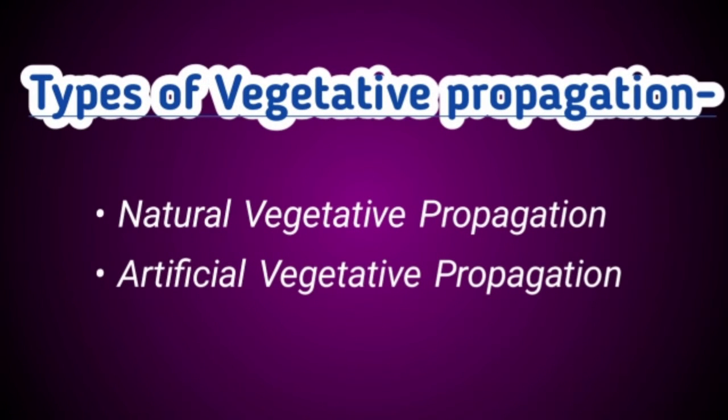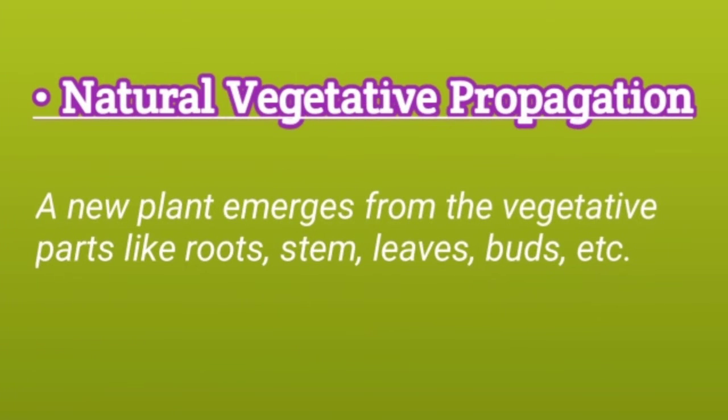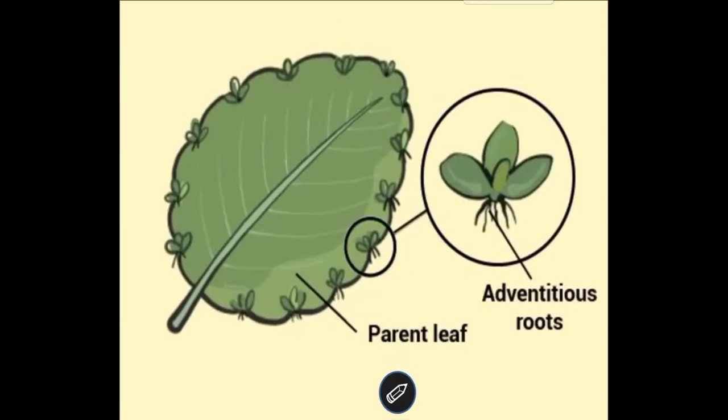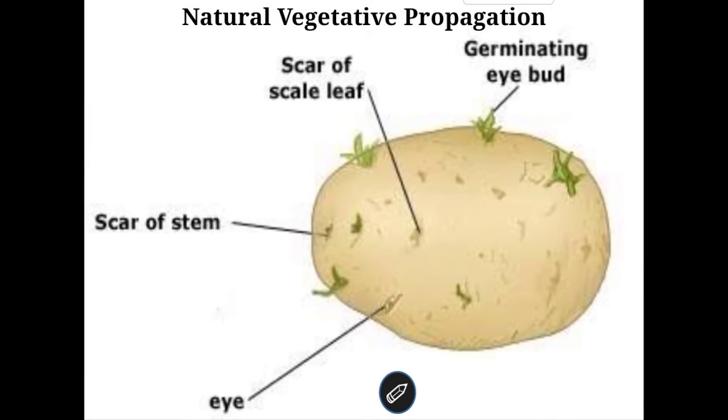Types of vegetative propagation. The types are natural or artificial vegetative propagation. Let's see this one by one. First, let's see the natural vegetative propagation. A new plant emerges from the vegetative parts like roots, stem, leaves, buds, etc. So when a plant can reproduce from its roots, stems, leaves or buds, then that type of reproduction is considered natural. So it is what? Natural vegetative propagation.